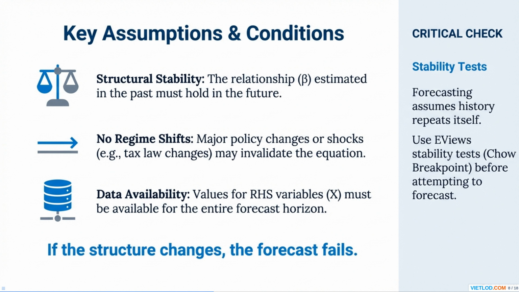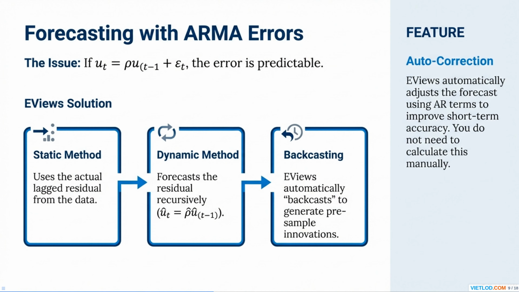Finally, as we just discussed, we need data availability. We must have values for all our right-hand side variables for the entire forecast period. Critically, if the underlying structure changes, the forecast will fail. Therefore, it's essential to perform stability tests, such as the Chow breakpoint test available in EViews, before attempting to forecast.